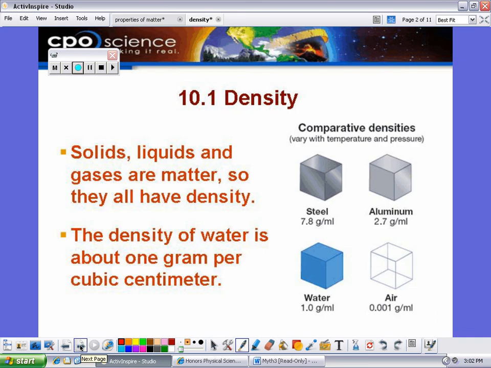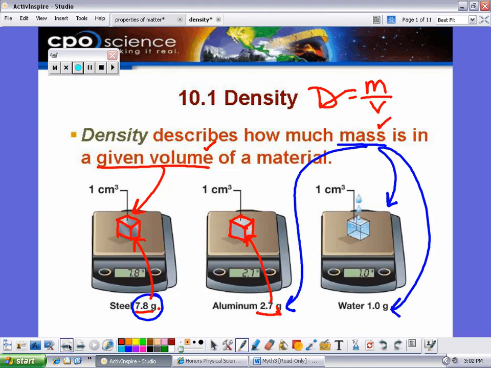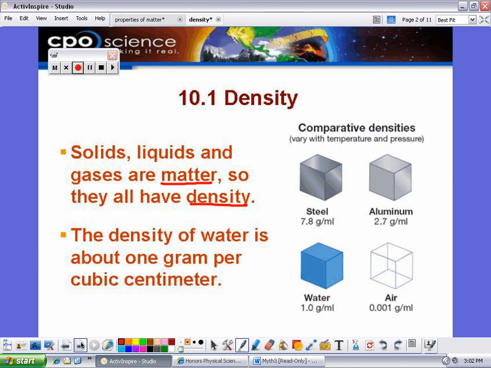Solids, liquids, and gases are matter. They all take up space, so they are all matter, so they all have density. Now you'll note that on this previous slide, water is 1 gram per cubic centimeter. Again, here, water is 1 gram per cubic centimeter. You're going to see this trend of giving the density of water over and over again throughout this PowerPoint, meaning that it is important for you to know what the density of water is.